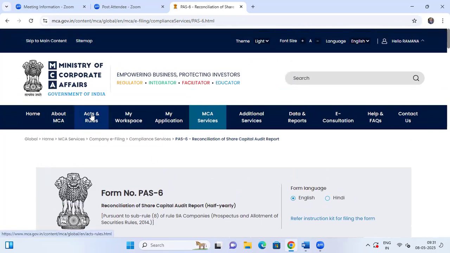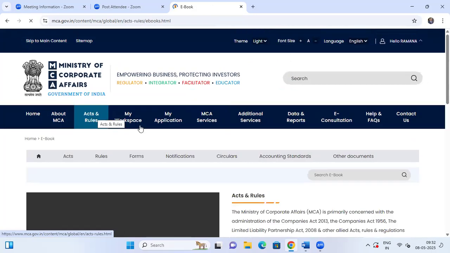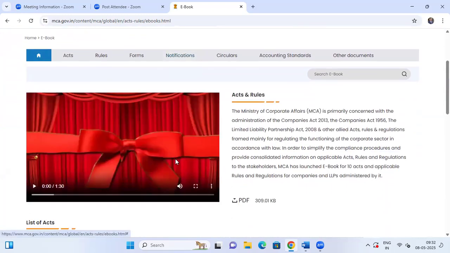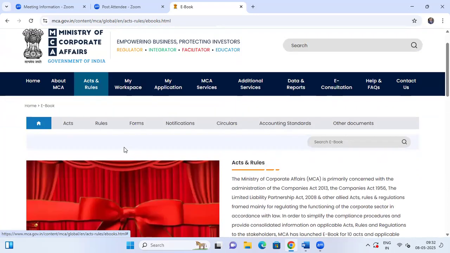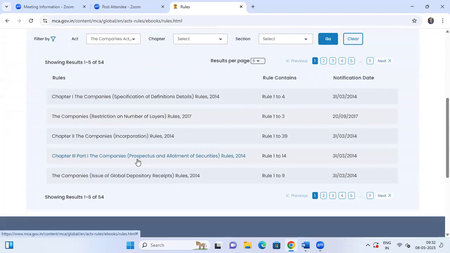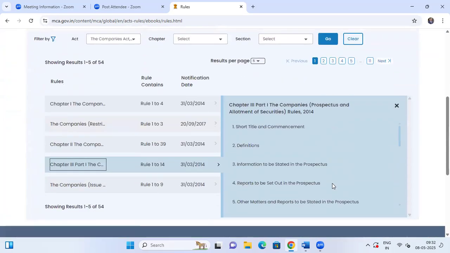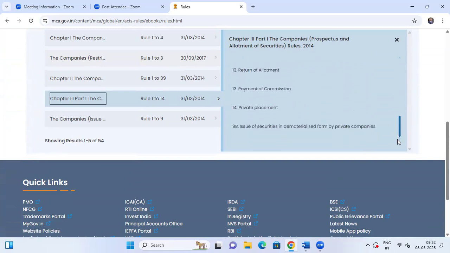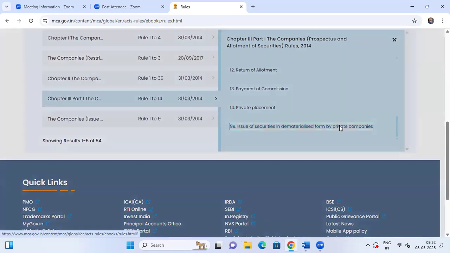And if we come back to rules, I'll show you the rule also, rule 9A and rule 9B. Here, how to see the rules. If you click here, then rules will come. Now we are talking about Companies (Prospectus and Allotment of Securities) Rules, 2014. If you click here, you can see rule 9A and rule 9B. I'll show you rule 9B, issue of securities in dematerialized form by private companies.